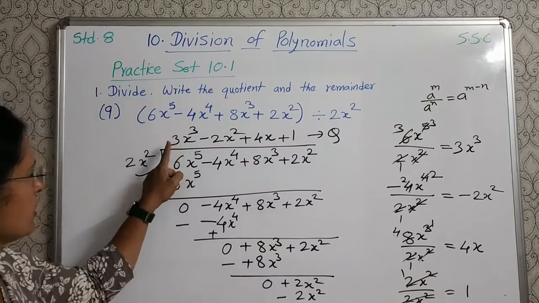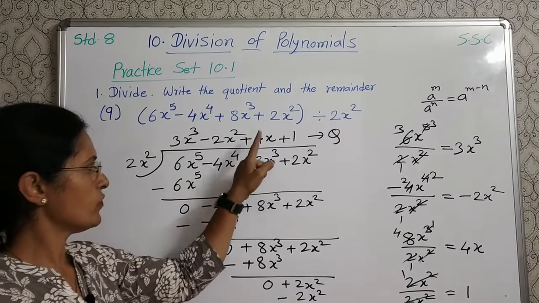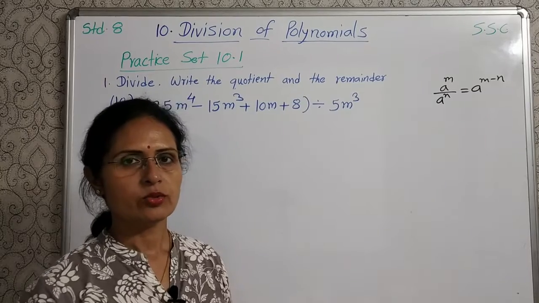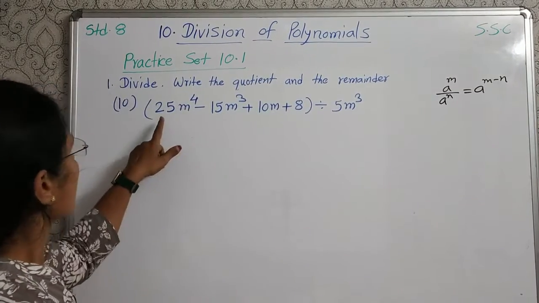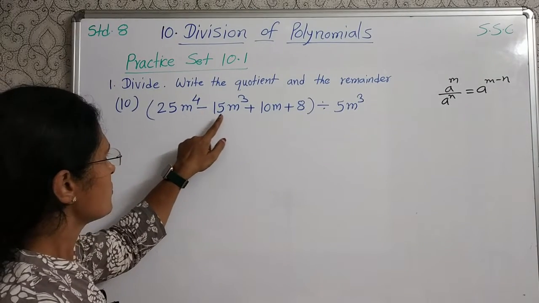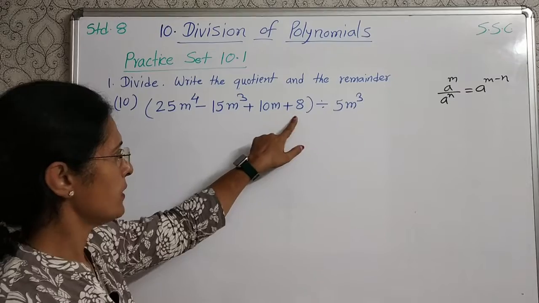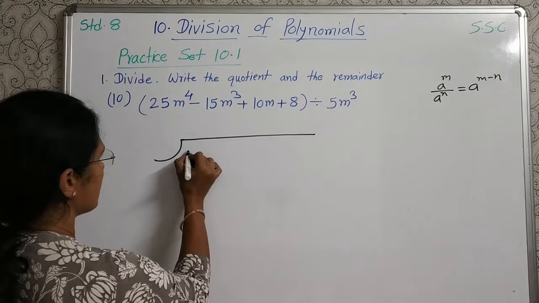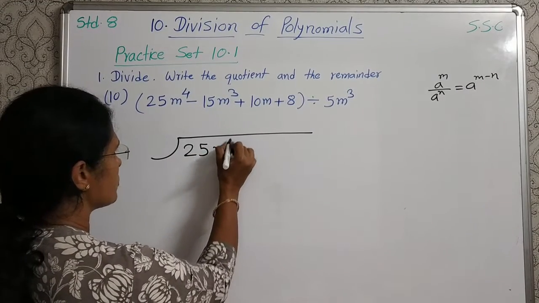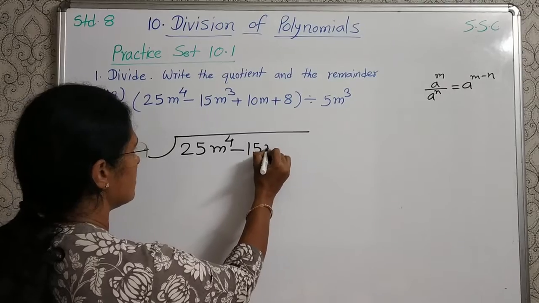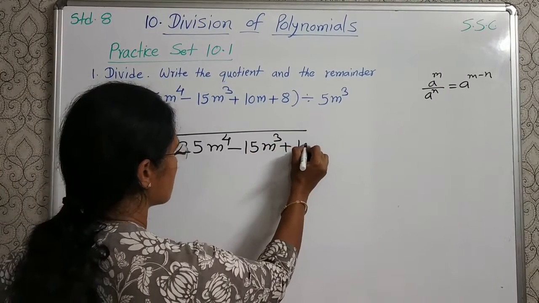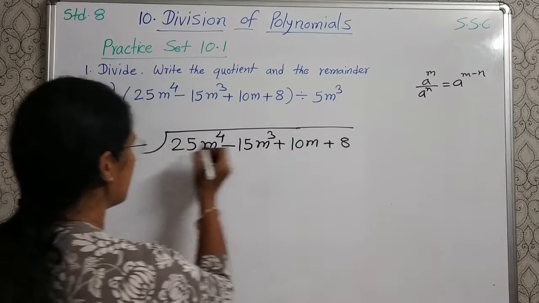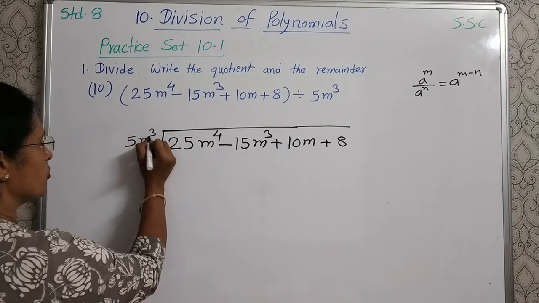The quotient is 3x cube minus 2x square plus 4x plus 1. Now the last sum of this exercise: 25m raised to 4 minus 15m cube plus 10m plus 8 divided by 5m cube. So let us write 25m raised to 4 minus 15m cube plus 10m plus 8 divided by 5m cube.